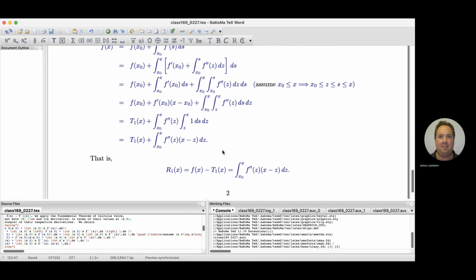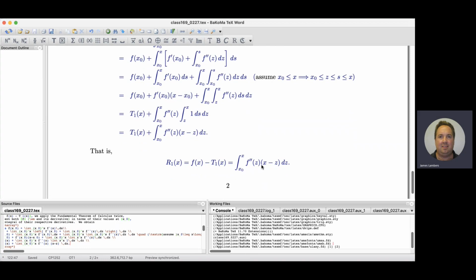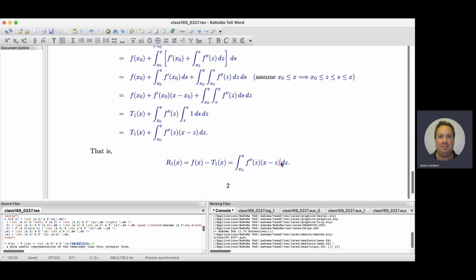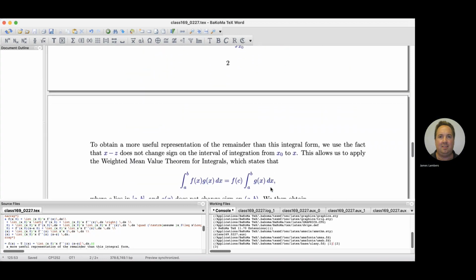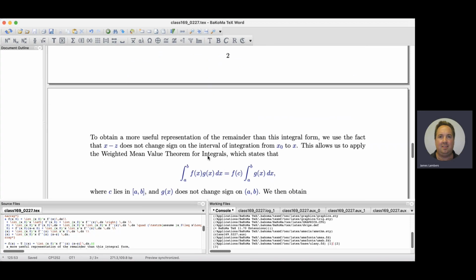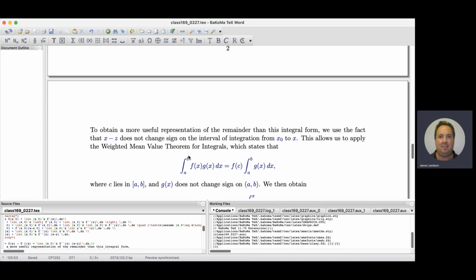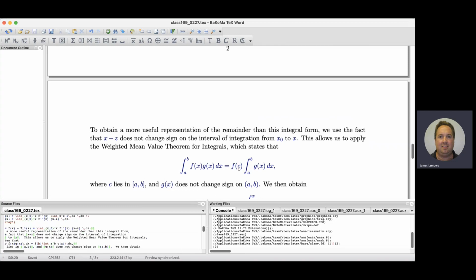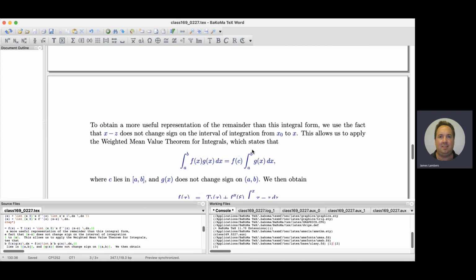But what I can do is keep in mind that z is between x naught and x. So what that means is this linear factor does not change sign between x naught and x. So what that allows me to do is use what's called a weighted mean value theorem for integrals. And here's a statement of it right here. If I have an integral of f of x times g of x, and g of x does not change sign on the interval of integration, then I can leave a g of x inside the integral, pull f out, but f is now evaluated at some unknown point between a and b.